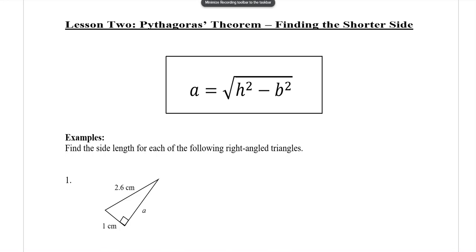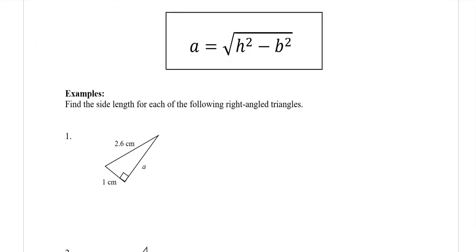Hello, Year 8. Our second lesson is using Pythagoras' theorem, but this time, instead of finding the longest side, we are going to find one of the shorter sides. Now, when I say one of, remember that there are two shorter sides. This just means that we don't want the hypotenuse. We are trying to find one of the ones that are next to the right angle.